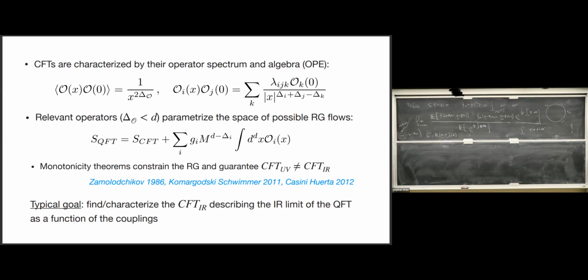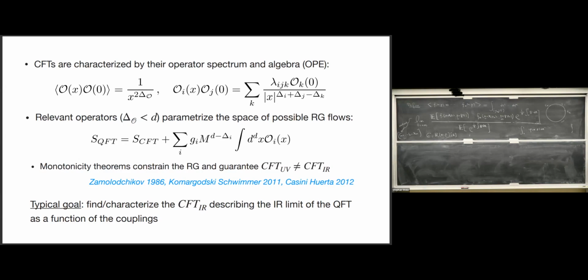Now, when we talk about ordinary conformal field theories with no defects, just CFTs, it is well known that they are characterized by the operator spectrum and the algebra, namely OPE coefficients and scaling dimensions. It is also well known that the space of all the possible relevant operators parameterizes the space of possible RG flows that can take place. You can start with some CFT in the UV and turn on some relevant deformation and get some general quantum field theory.